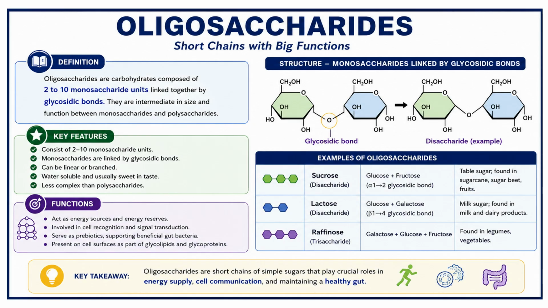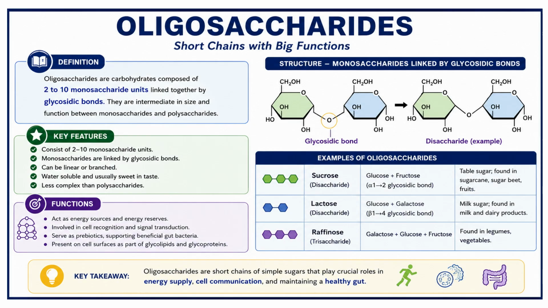Important examples include sucrose, lactose, and raffinose. Sucrose is a disaccharide composed of glucose and fructose and is commonly found in table sugar, sugarcane, sugar beet, and fruits. Lactose consists of glucose and galactose and is known as milk sugar because it occurs naturally in milk and dairy products. Raffinose is a trisaccharide composed of galactose, glucose, and fructose, and it is found in legumes and some vegetables.